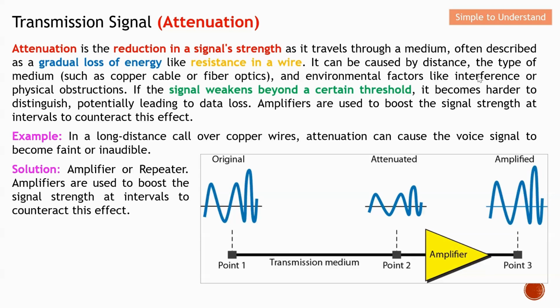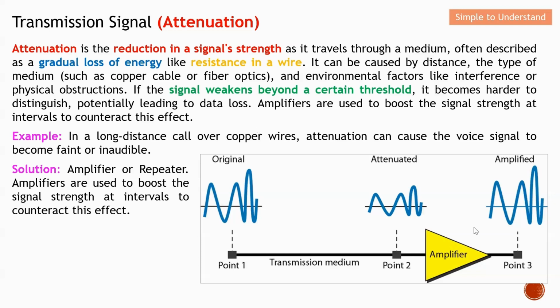And then next will be the types of medium. Different types of medium are subject to different loss, which means different resistance values. And then we may have some environmental factors, for example, some interference or even physical obstruction. If the signal weakens beyond a certain threshold, which means it becomes smaller and smaller until it is below the threshold, then it becomes very hard for us to distinguish, let's say for digital communication, whether it is a 0 or 1. It can be a very big challenge. So this potentially leads to data loss.